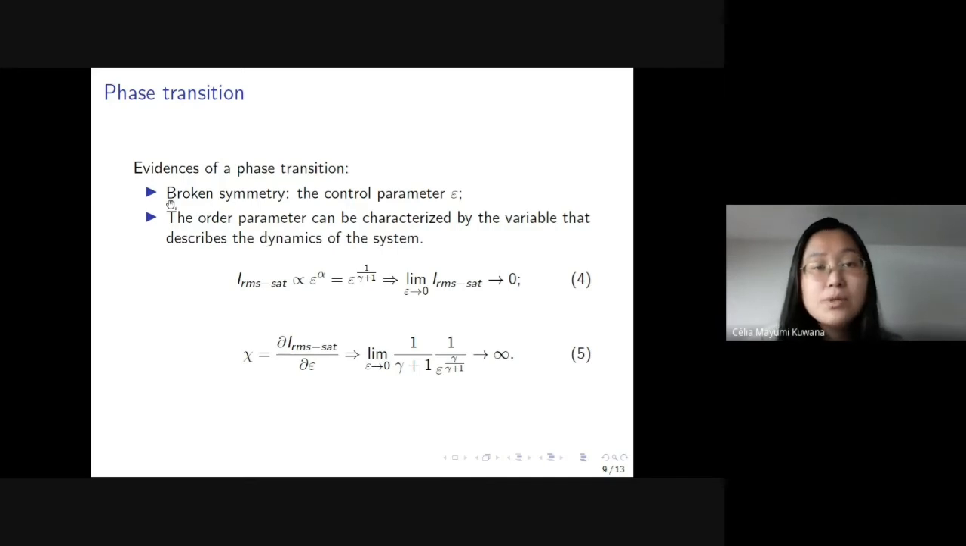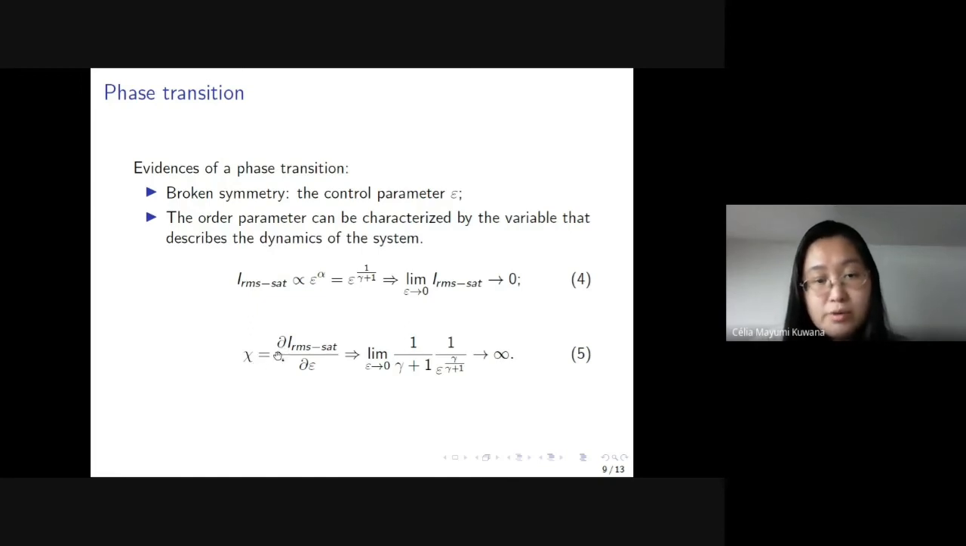The symmetry breaking is identified by the control parameter epsilon, and when we change its value, we have the change in the phase space. The order parameter can be characterized by the variable that describes the dynamics. So the I root mean square would be a candidate. When we apply the limit when epsilon goes to 0, it approaches 0 too, so it's not a good candidate. So then we consider the susceptibility.